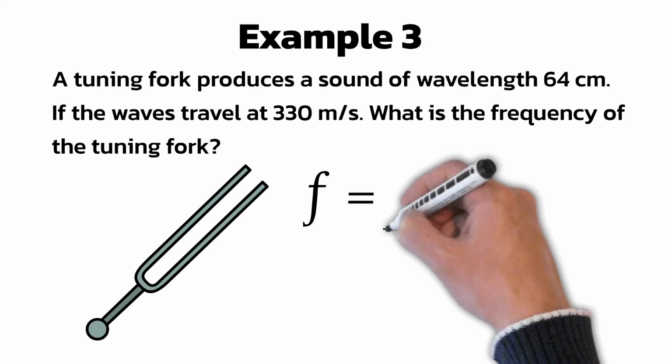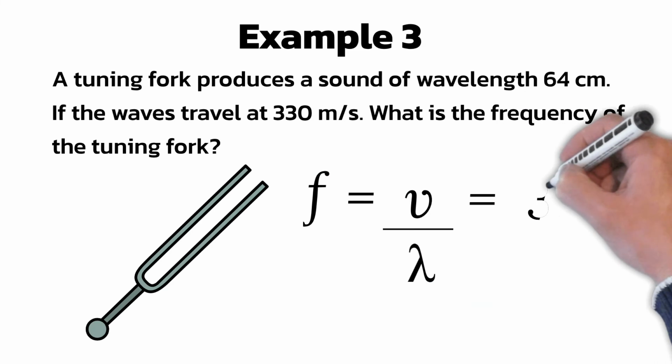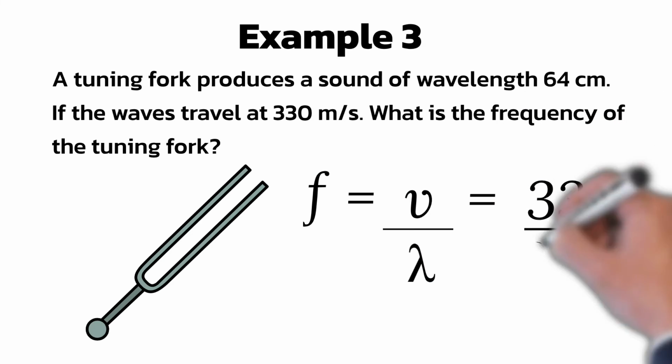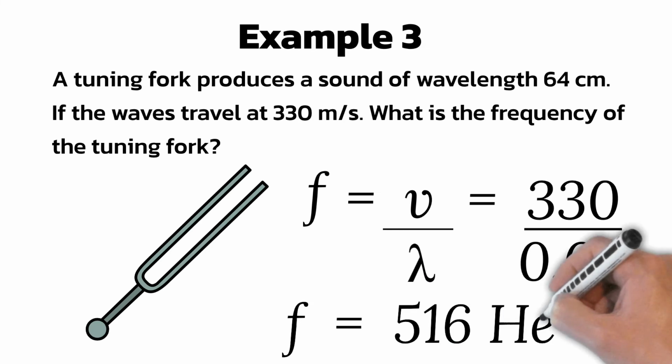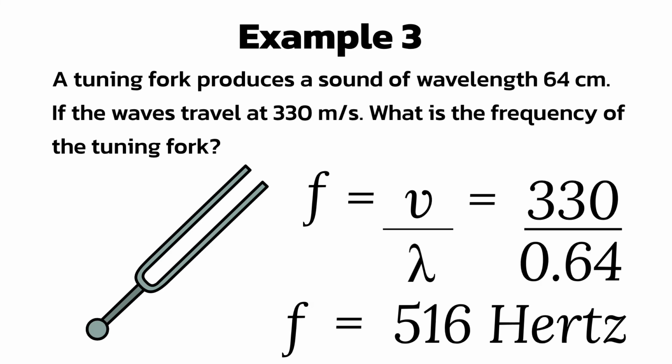Frequency is speed divided by wavelength. 330 divided by 0.64, because 64 centimeters is 0.64 meters. So the frequency of the tuning fork is 516 Hz.